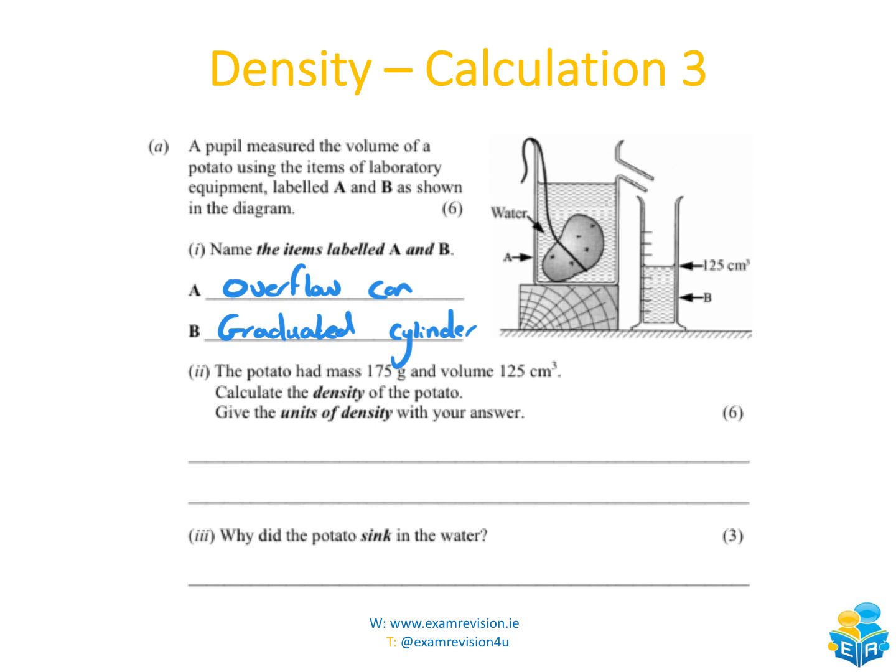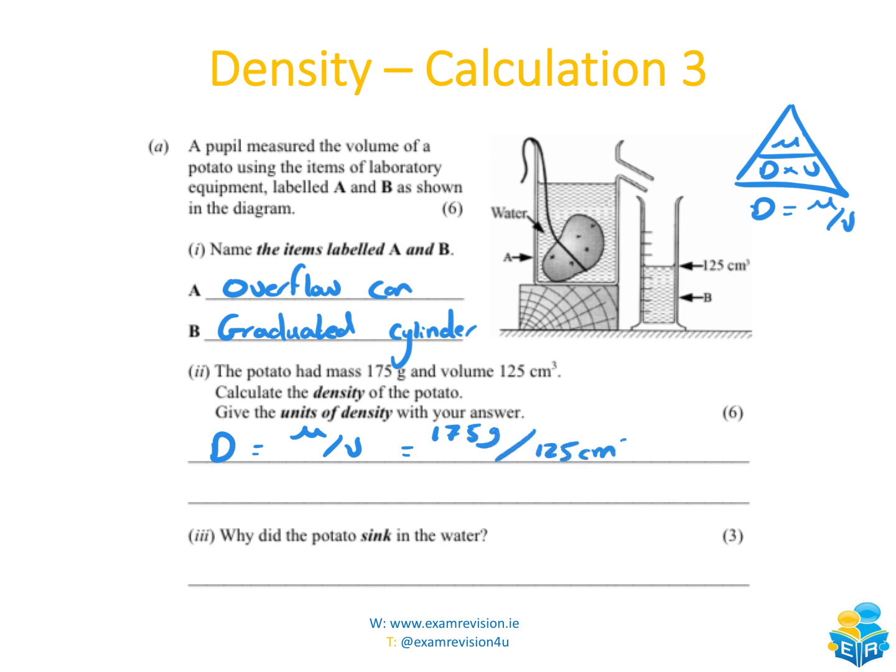The potato had mass 175 grams and volume 125 centimetres cubed. Calculate the density of the potato and give the units of density with your answer. So quickly up here, again, we have our MdV triangle. So density is equal to the mass over the volume. So we write that down over here. Density is equal to the mass over the volume. The mass was 175 grams. The volume was 125 centimetres cubed. And we pop that into our calculator and we'll end up that the density is 1.4 grams per centimetre cubed. Okay, and we made sure to include our units of density there as well to ensure that we're getting full marks.